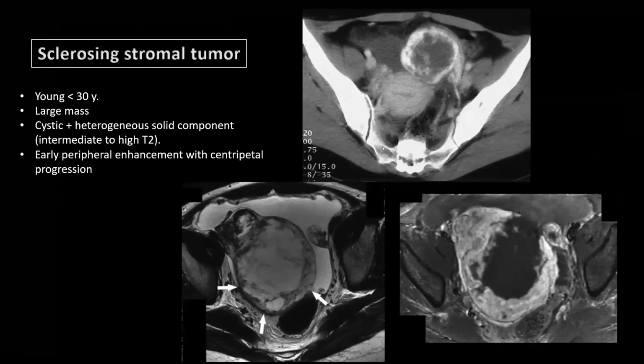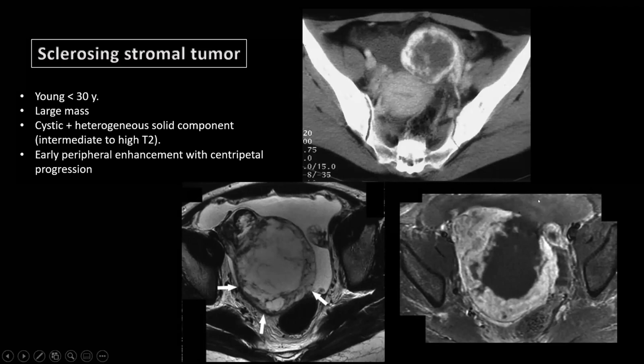The other differential diagnosis is the sclerosing stromal tumor. These tumors differ from our case by multiple manifestations. First of all, the age. The age is usually younger than 30 years. And it's usually a complex cystic and solid lesion with the solid component mainly peripheral, showing high T2 signal intensity. The enhancement looks like our case with hyperenhancement.